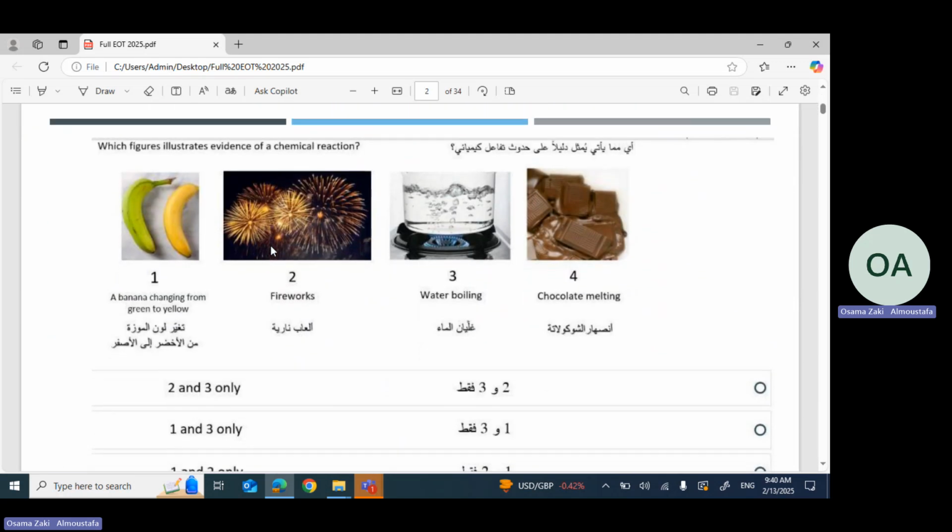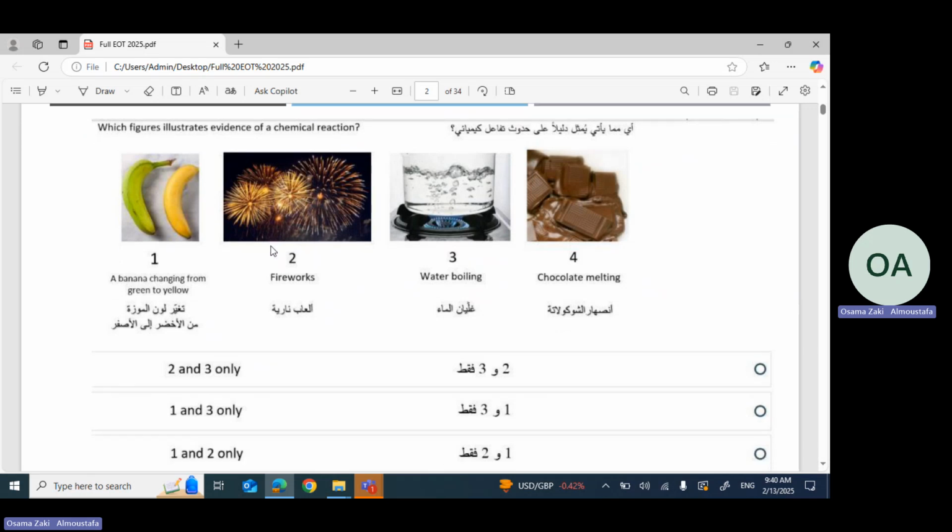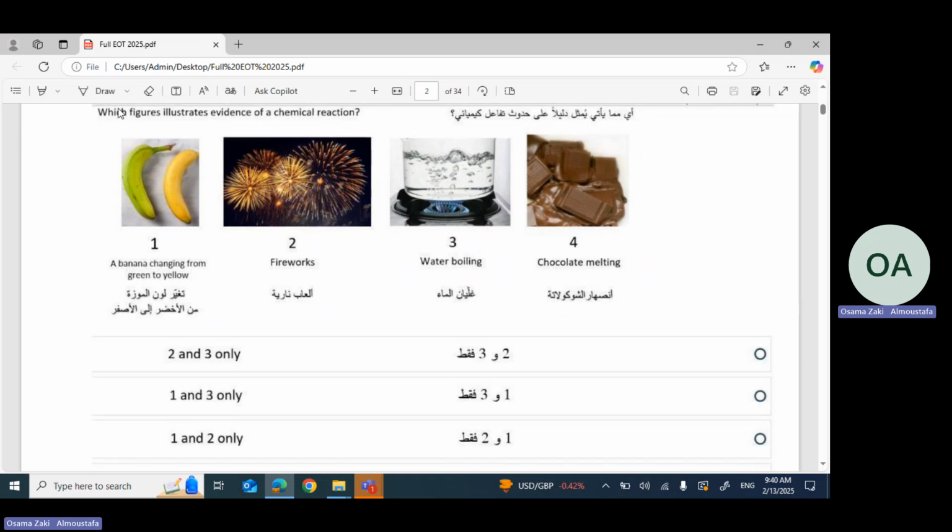As we see here, we have a question from previous years, previous exams. The first one, which figures illustrate evidence of chemical reaction. As we see, we have here the first one, which is about banana changing from green to yellow. The second one is fireworks. The third one is water boiling, and the fourth one is chocolate melting. So the first one we have here a change in color. Okay, so the first one is correct, which is banana change color.